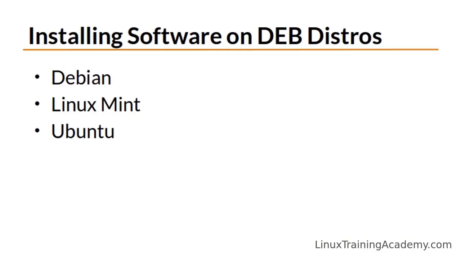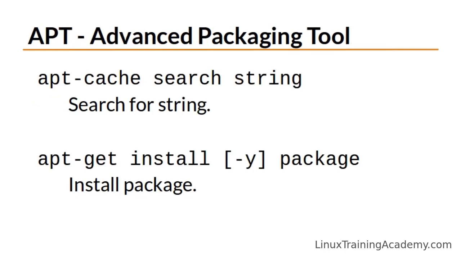Another popular package format is the Debian package format. In addition to Debian, distributions like Linux Mint and Ubuntu use deb packages. The Debian-based distributions use a package manager called apt, the Advanced Packaging Tool. apt is comprised of a few small utilities, with the two most commonly used ones being apt-cache and apt-get. To search for packages, use apt-cache search and the search string. To install a package, use apt-get install and the package name. You can use -y to automatically answer yes to any of apt-get's questions.